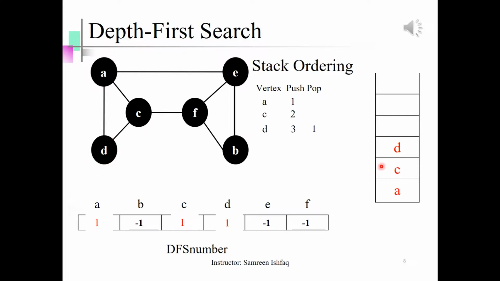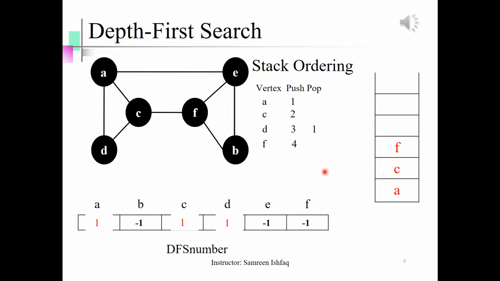Now what we're going to do, we are going to pop D from the stack and we will resume the execution of the previous function call that was with vertex C. Now we will resume the DFS function call with vertex C. We have already checked its neighbors till D vertex.